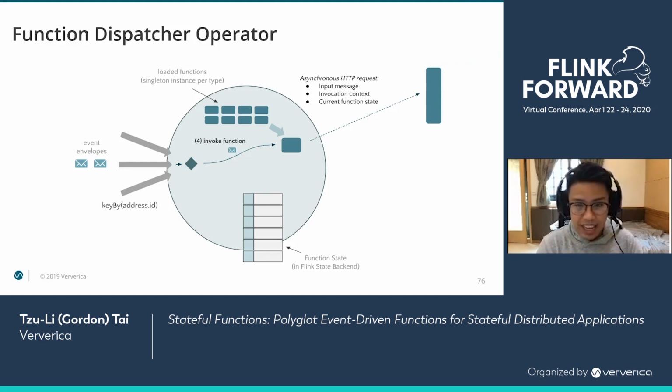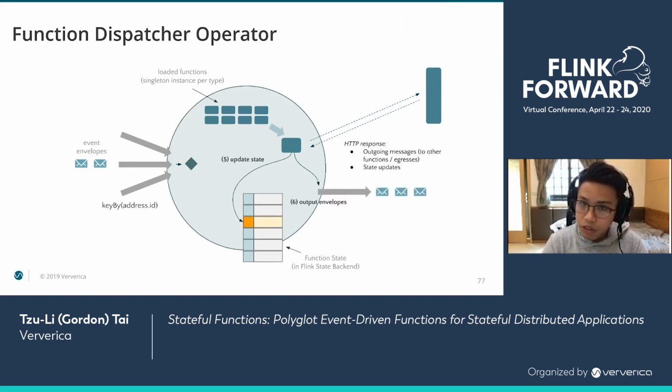If a function is actually an embedded function, the only difference for this illustration is that the compute logic lives within the same process and will just be invoked directly and has direct access to the state backend. But for remote functions, as defined by the HTTP request-reply protocol, the state updates are bundled in the response from the service, as well as any outgoing messages that the function wants to send to other functions or egresses.